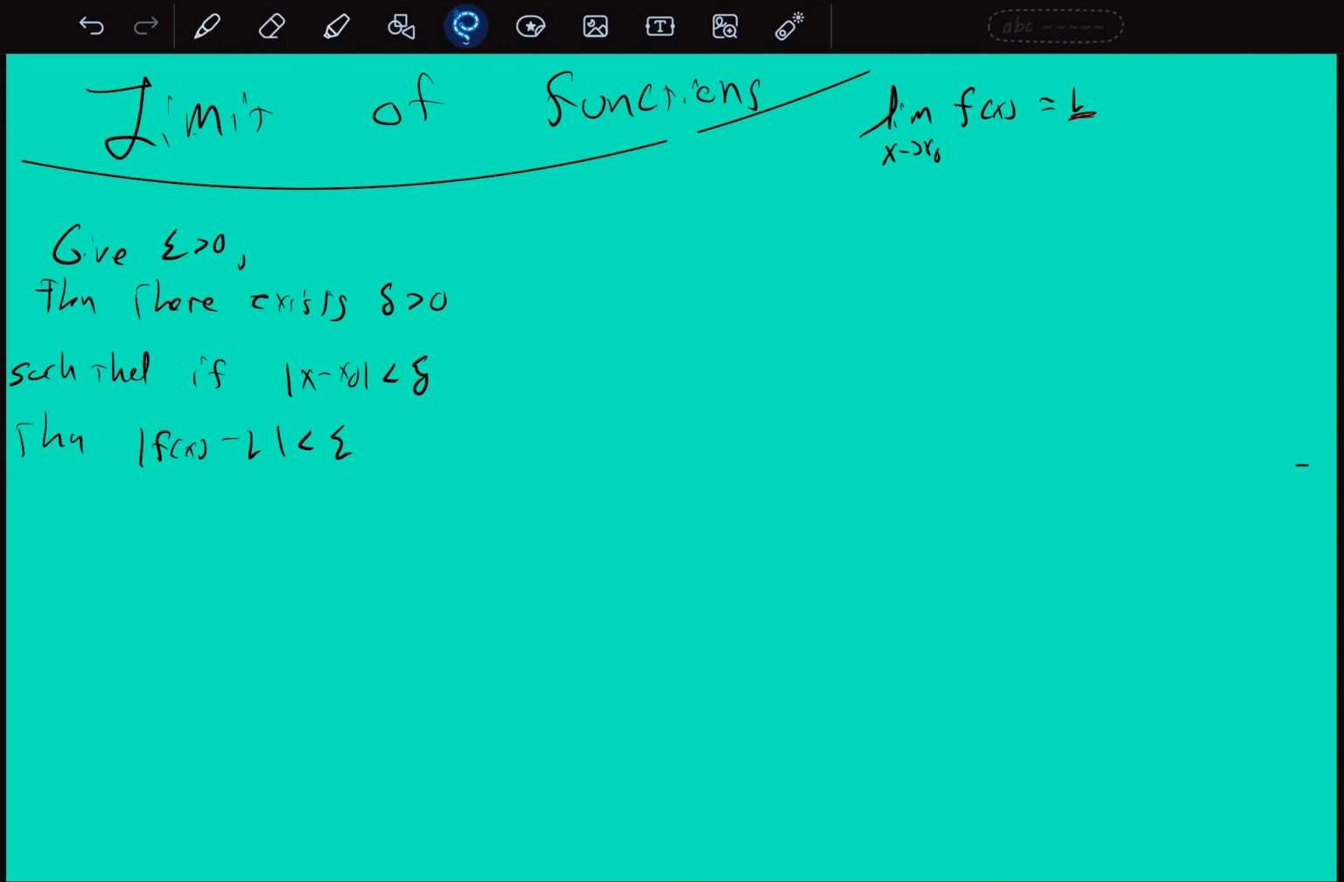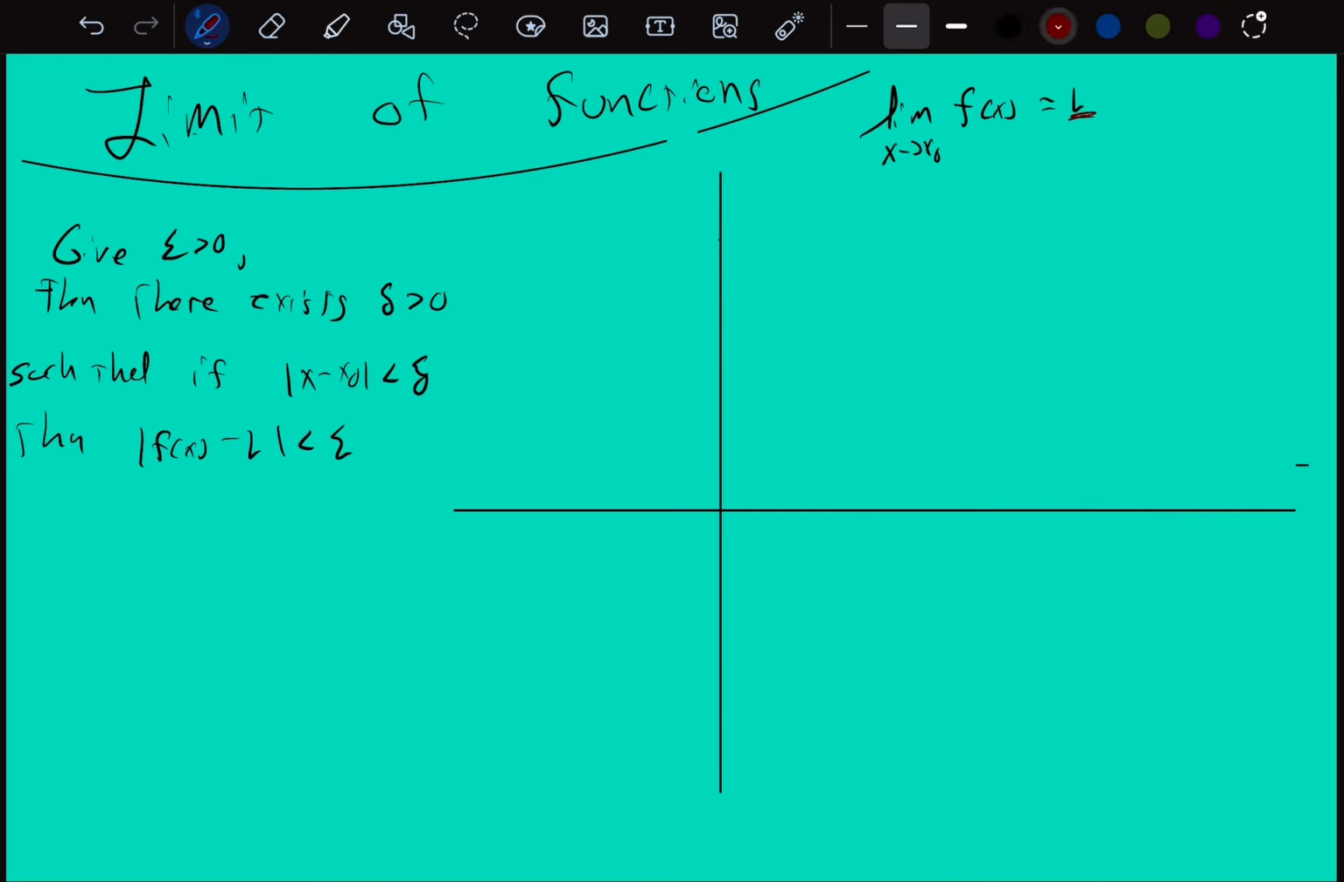Okay, let's zoom in. I'm gonna make myself a big function. I'm gonna make it arbitrary. Okay, this right here is our x naught, and let's guess that this is our L. Then what we're saying is, given epsilon greater than 0.